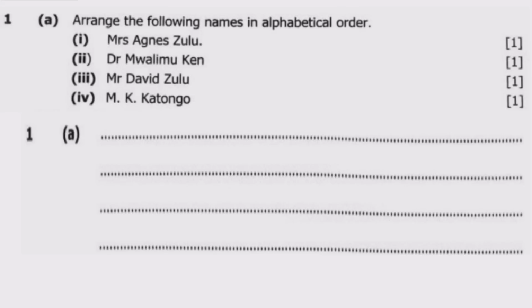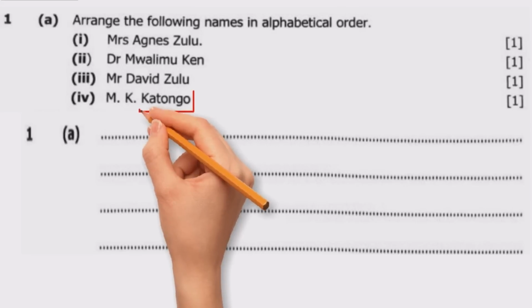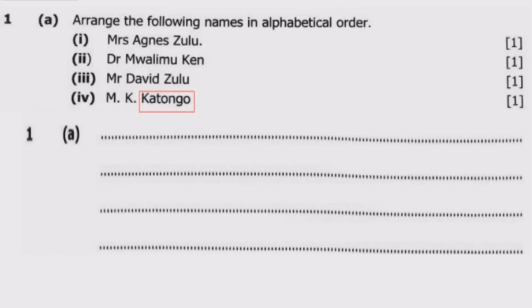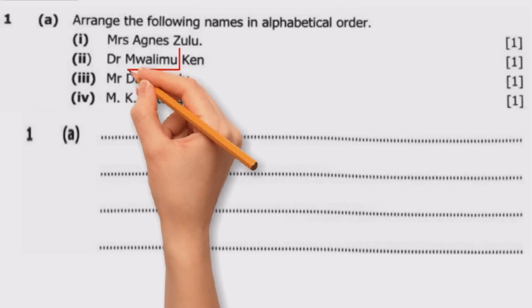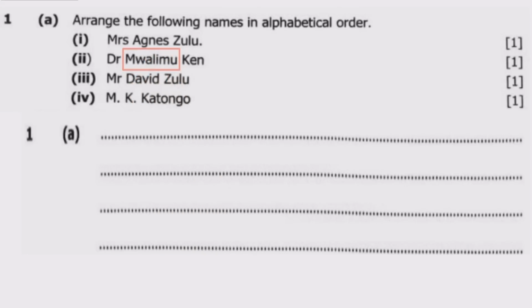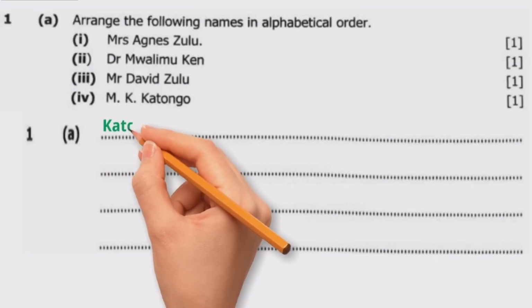Now when you look at Mwalimu and Katongo, we look at the first letter of these surnames. Mwalimu starts with M, Katongo starts with K. So when you look at alphabetical order, which one comes first between K and M? We know that it's K. So meaning Katongo will be the first one.